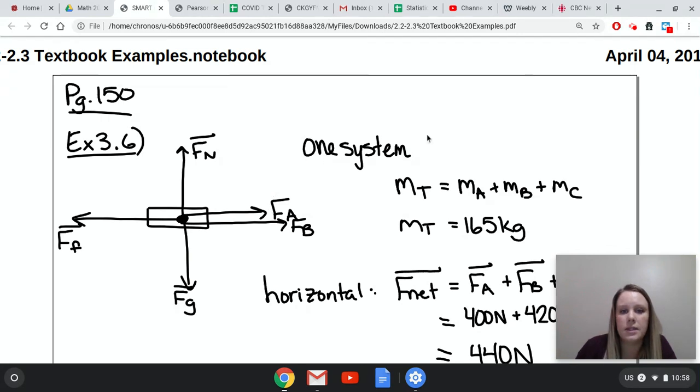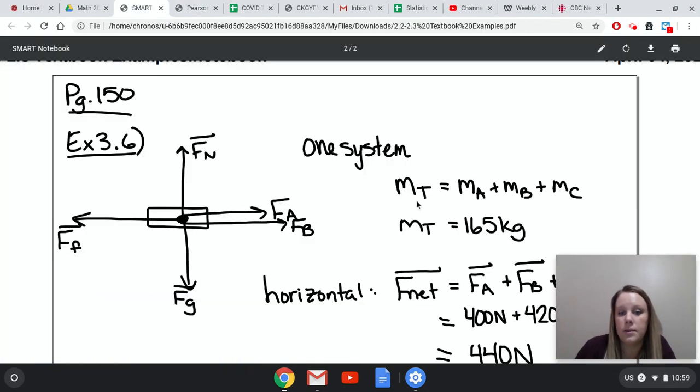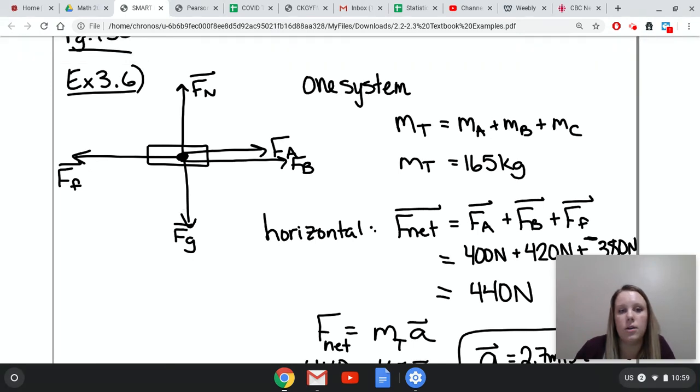Okay, so we're going to treat this as one system. What does that mean? That means we're not talking about this person and the canoe separately. The box that I've drawn in my free body diagram represents all of this added up. So the total mass of this system would be 70 kilograms, 75, and 20, all added together. Here I'm saying mass total is mass of person A plus mass of B plus mass of the canoe, equaling 165 kilograms. Now we know that the vertical forces cancel out because the canoe is staying on the water, not accelerating up or down. So we're working in the horizontal direction.